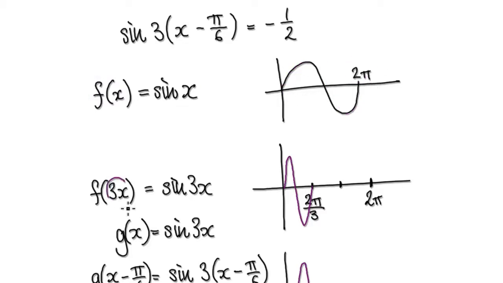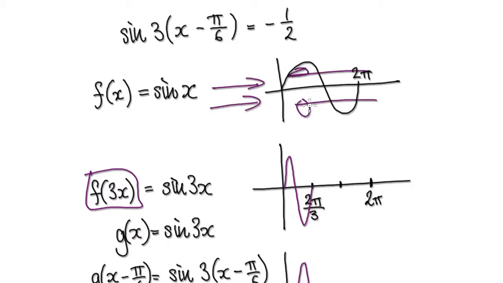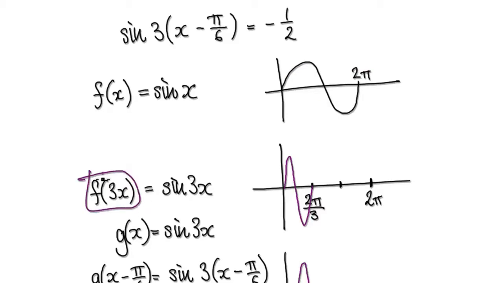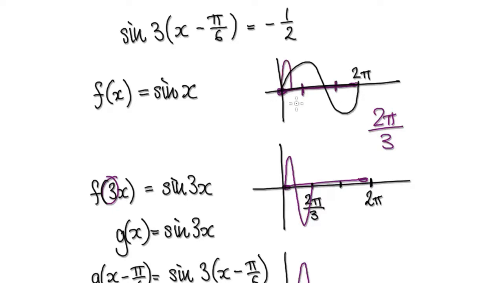Now apply this transformation. This transformation will squeeze everything inwards by a factor of 3. So applying this transformation to this function will give us this. Remember, the whole cycle here is 2 pi. If you squeeze it by a factor of 3, you get the whole length cut up into 3 equal pieces. Now one cycle is like this.